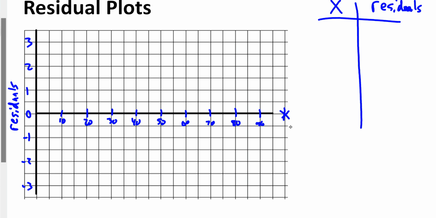Oh, gotta go 100 right here. All right, so to not confuse you, this is going to be my x. Okay, and then you can start plotting them. All right, I put those points on there. There's my residual plot. Not perfect, but I have essentially what it looks like.